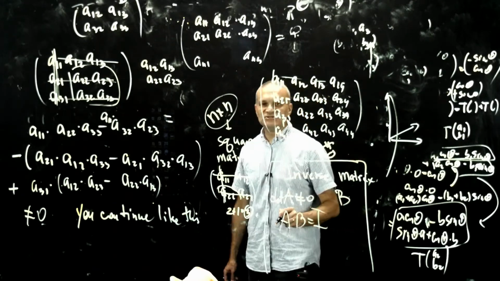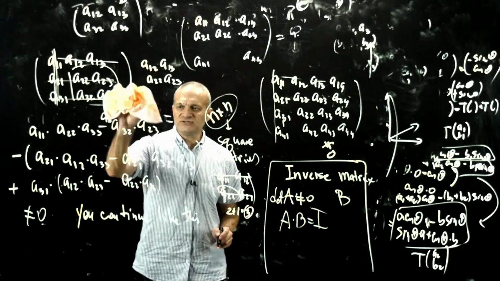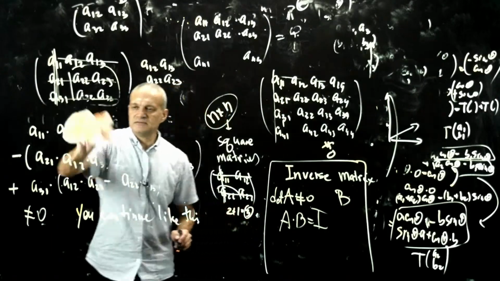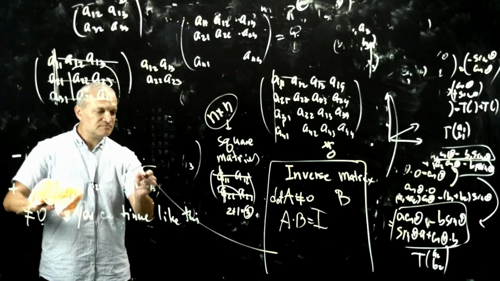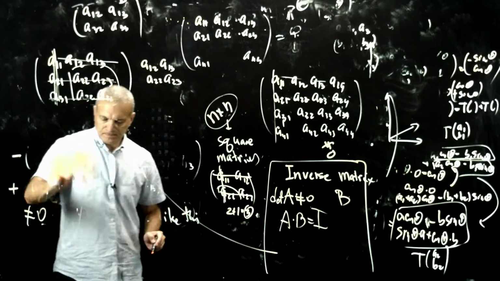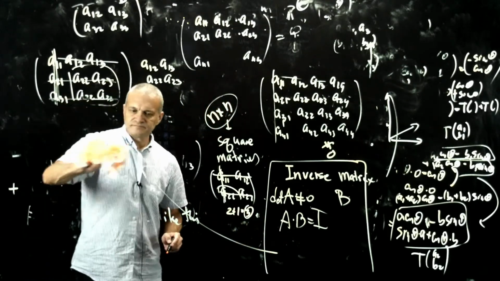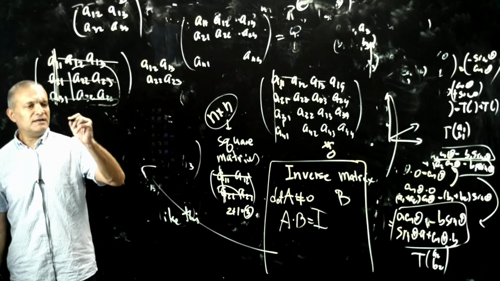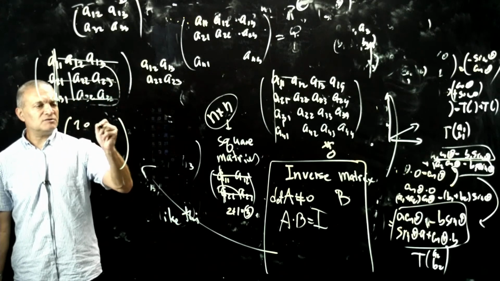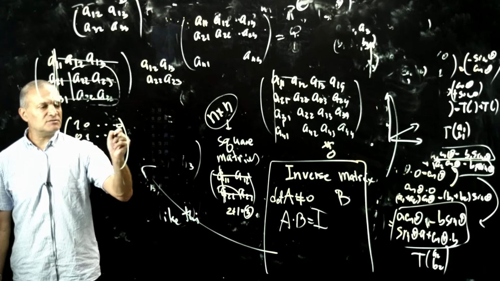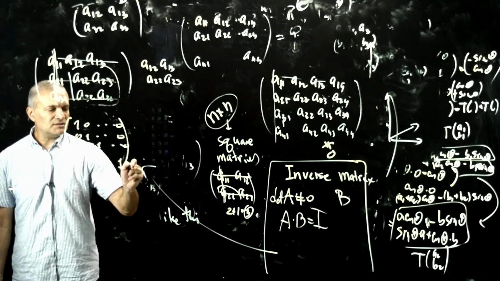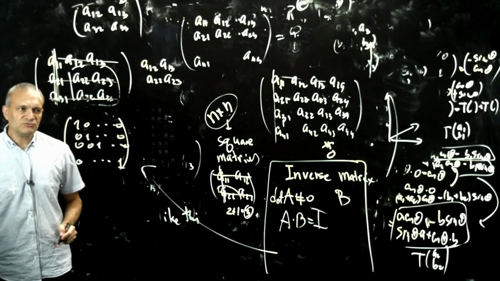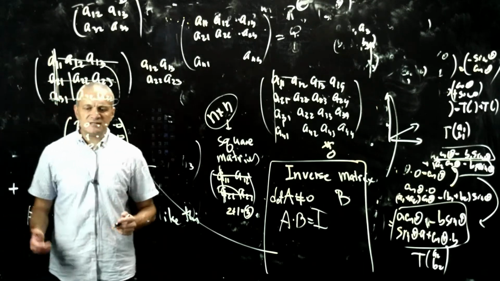What is the identity matrix? The identity matrix is a matrix where you have ones on the diagonal. So I is the following matrix: 1, 0, 0, 0, 0, 1, 0, 0, 0, 0, 1, 0, and 0, 0, 0, 1. These are what we call the identity matrix. Why is it the identity matrix?